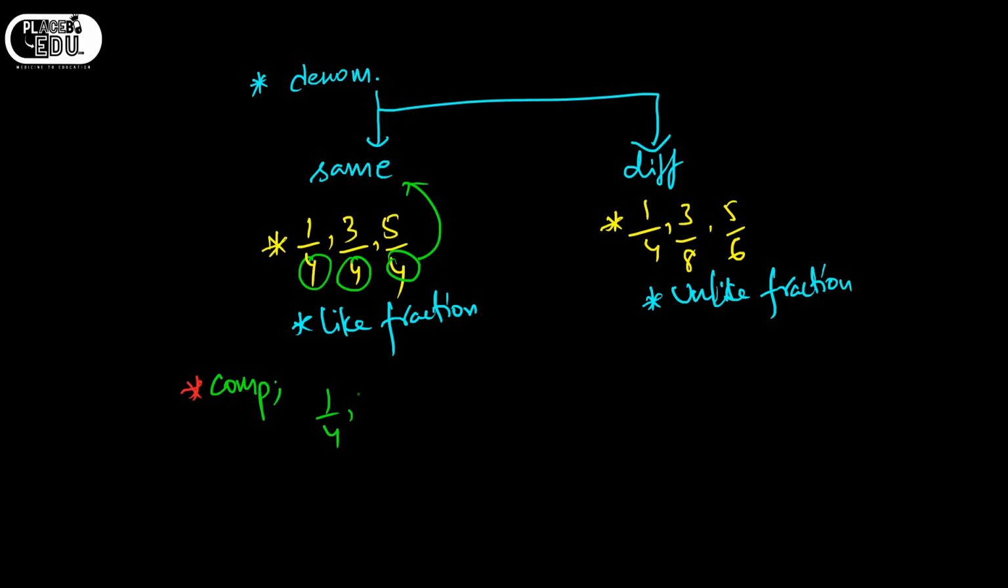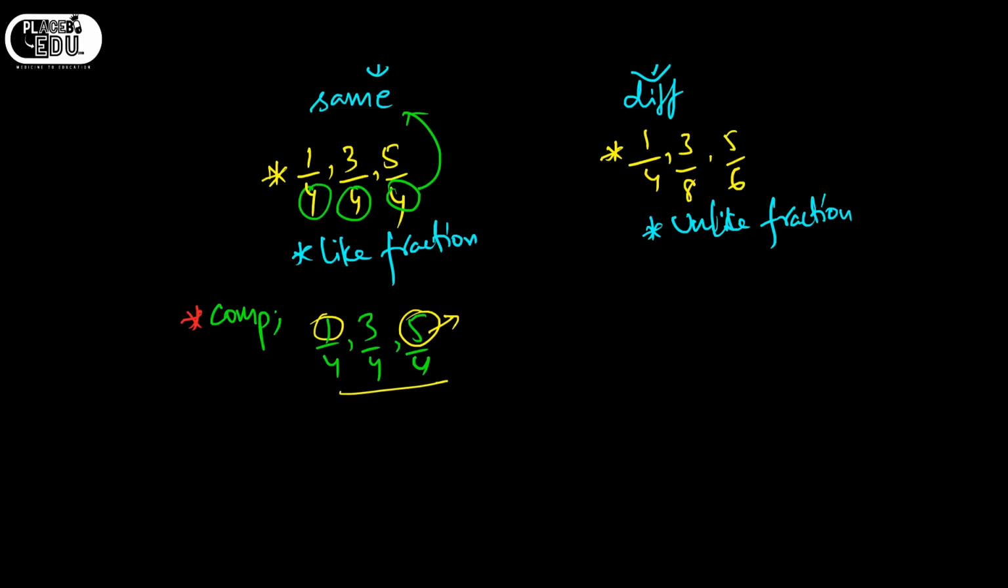1 by 4, 3 by 4, 5 by 4. Which of the following is greatest? Since all the denominators are same, we have to see numerators only. Just numerators is enough. Which of the following is highest? 5 by 4. Since 5 is greater than 1 and 3. Understood? Which of the following is smallest? 1 by 4, right? We need not consider the denominators in like fractions, but the answer should be written with the denominator. That's important.